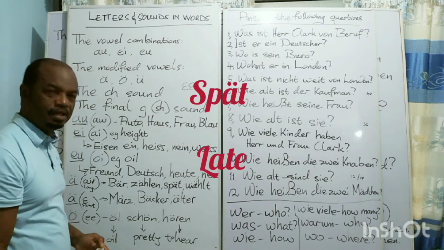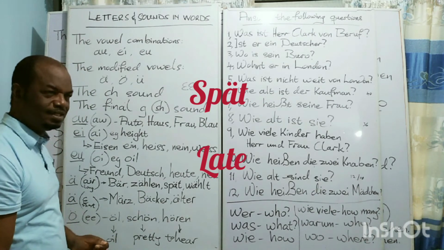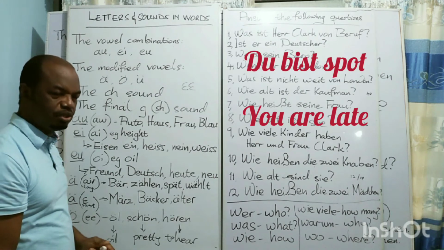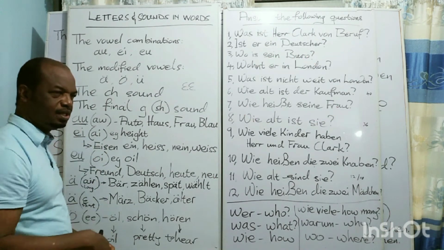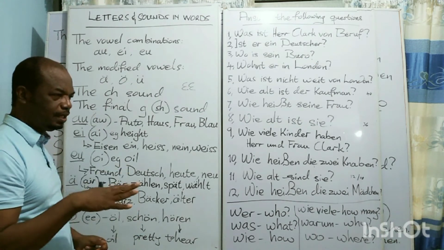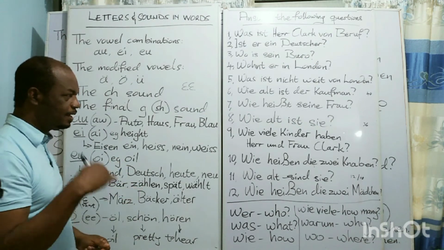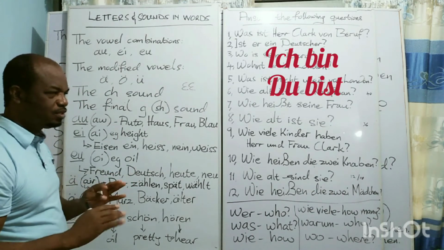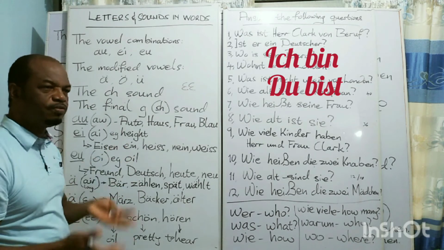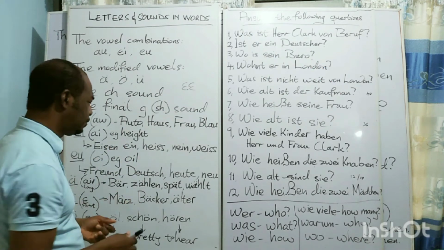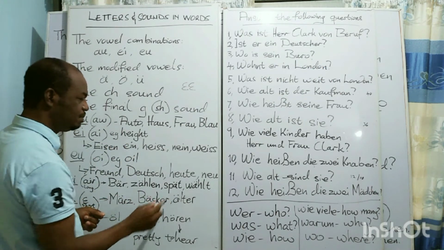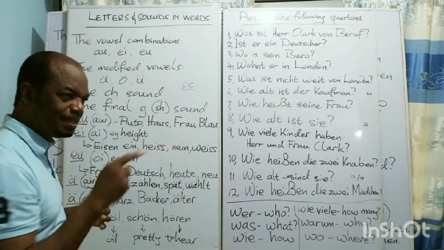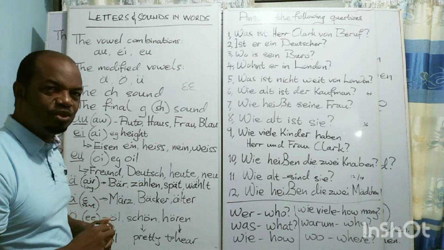Spät means late. Du bist spät, you are late. I suppose you've not forgotten your conjugations. Please revisit whatever I have taught in the previous lessons and learn it once again. Ich bin, du bist, this and that, so that you would know how to form sentences in German. So spät means late. Ich bin spät. I am late. Du bist spät. You are late.